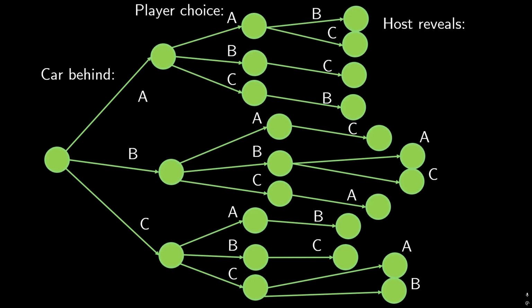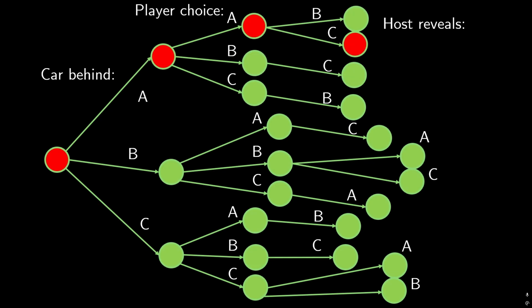Okay, so we can think of the sequence of possible outcomes as what we care about in terms of analyzing their probability. What I mean by this is, for example, the car could be behind door A, we could have chosen door A, and the host could have revealed door B with some probability. Or it could be the case that the car was behind door A, the player chose door B, and the host revealed door C.